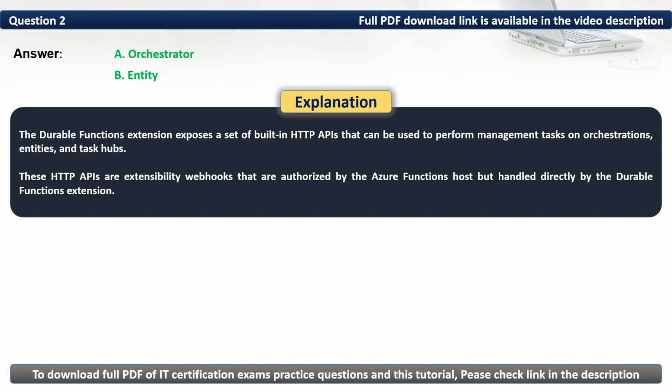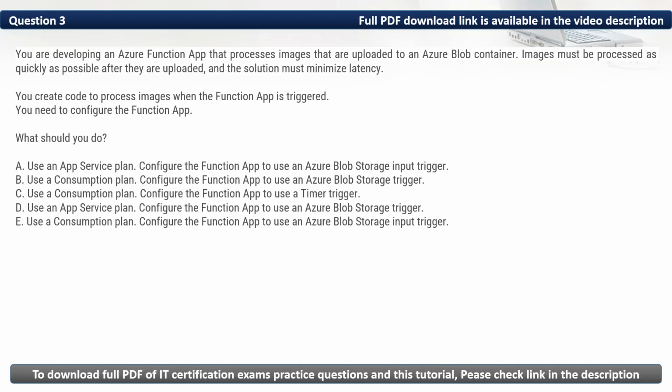Question 3. You are developing an Azure Function app that processes images that are uploaded to an Azure Blob container. Images must be processed as quickly as possible after they are uploaded, and the solution must minimize latency. You create code to process images when the function app is triggered. You need to configure the function app. What should you do?